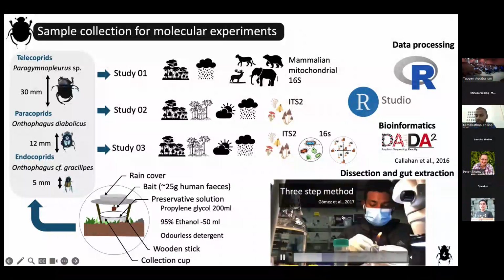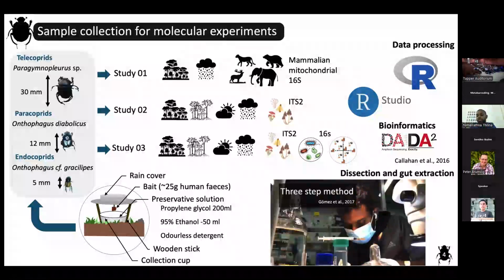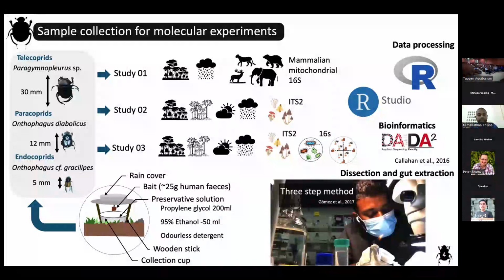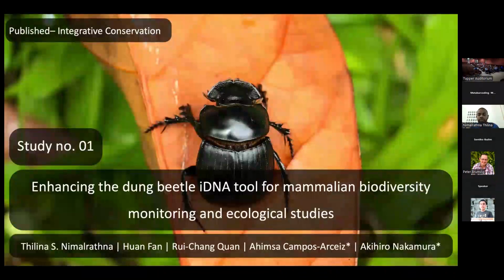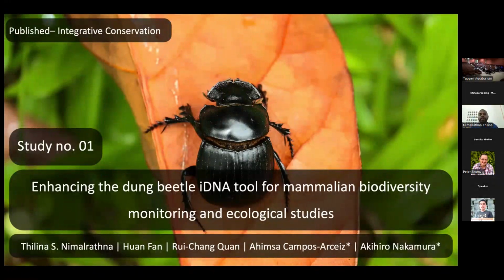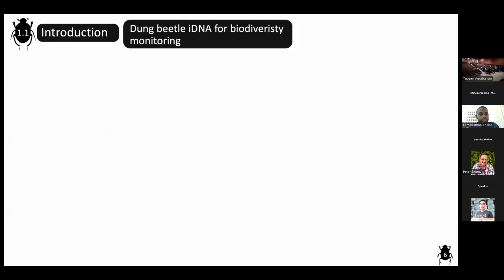Below, I'm showing the gut extraction for the dung beetle using the three-step method proposed by Gomez. There we tried to minimize contamination from the environment, such as fungal spores or other bacteria coming from the environment. For the first study, what we looked at was how to enhance the existing method of using the dung beetle as a sampler to monitor the mammalian community.